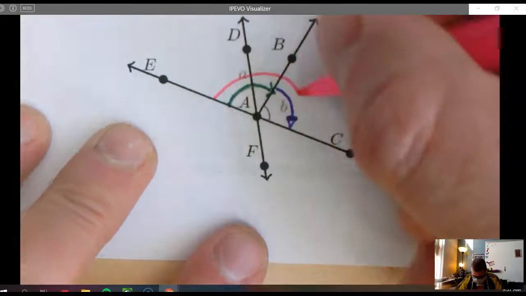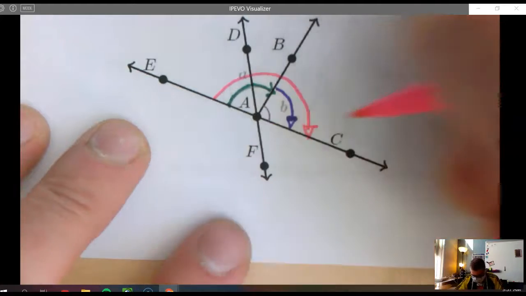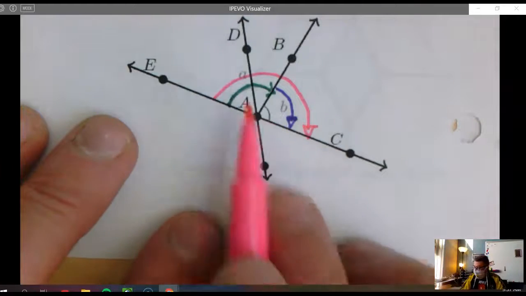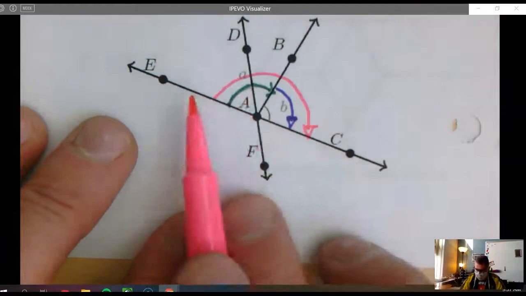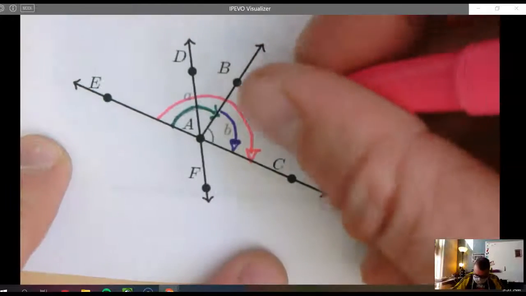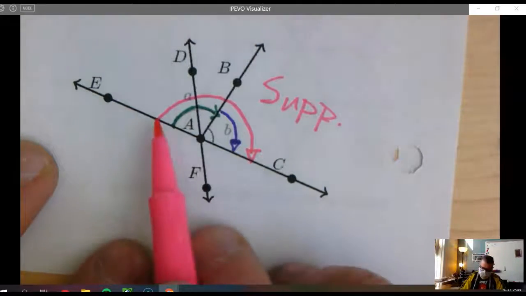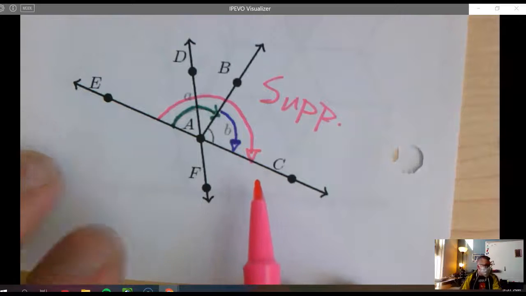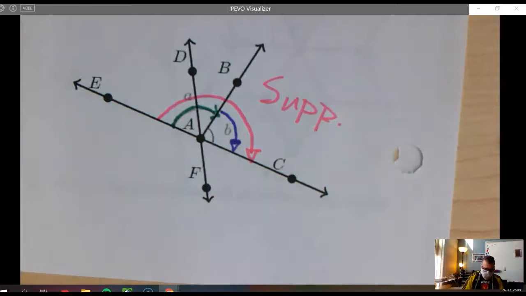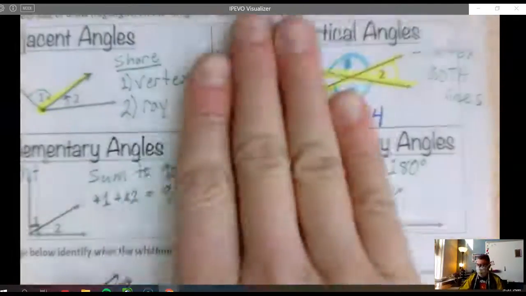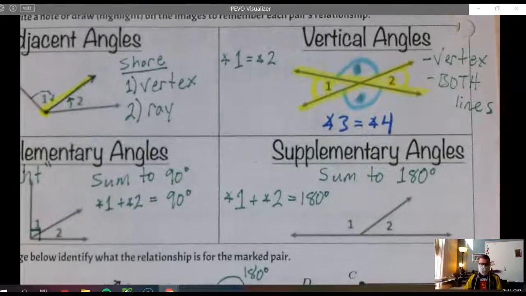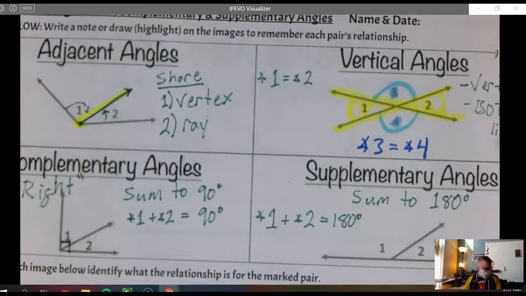So you guys, especially if you have 3 highlighters, you could do this. You could say green and purple make the whole arc. So that means that they are supplementary, since together they make the entire big 180-degree arc. Questions on identifying angle pair relationships? Guys, I would keep this out when you're doing your work. I would keep it on your desk so you can reference it.